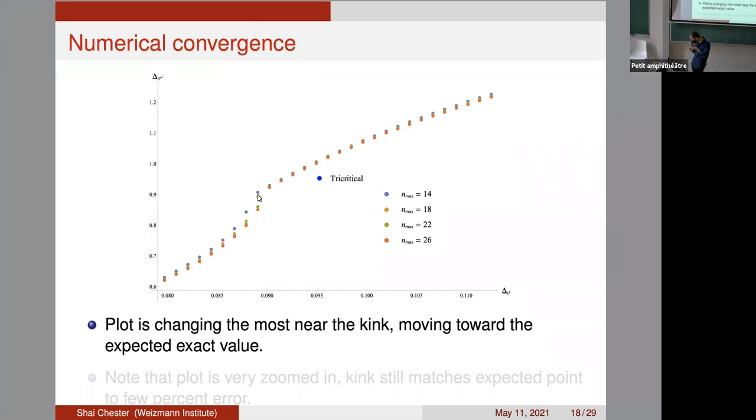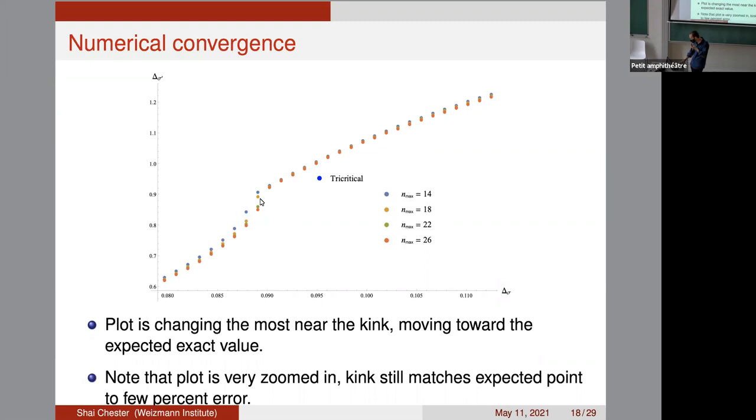But as you see, as we are increasing nmax, which is how we parameterize the precision, you see that this plot is changing most drastically where the kink is. So the kink is moving to the right, and it's moving to exactly where we want it to go. So I think this should convince you that in the limit of infinite nmax, the kink will be at exactly the tricritical point, because it's going in the right direction, and it is changing.